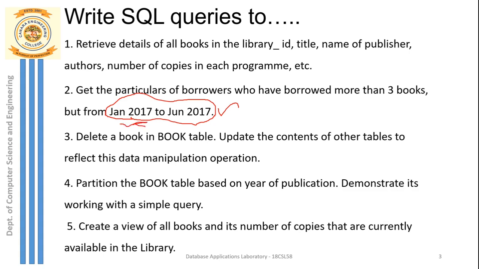Next, the third question is: delete a book in the book table and update the contents of other tables to reflect this data manipulation operation. The fourth one is: partition the book table based on year of publication, then demonstrate its working with a simple query. The last one is: create a view of all books and its number of copies that are currently available in the library. So in total we have 5 questions for which SQL queries, structured query language queries, must be written.